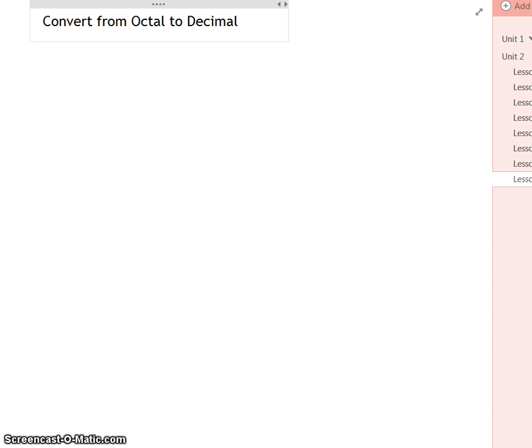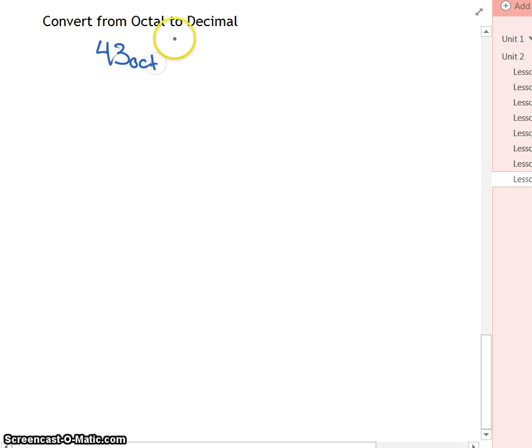So the last thing we're going to talk about is octal. First off, we're going to talk about converting from octal to decimal. So say you have the number 43 and it's octal, and you need to go to decimal. Just like with the other ones, this is the 8 to the 0 spot, this is the 8 to the 1 spot, and if it was any larger, it would go further and further. So this is 4 times 8, and this is 3 times 1.